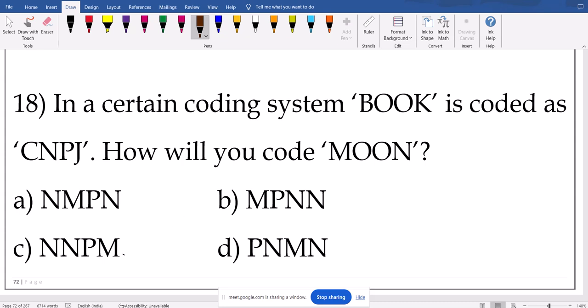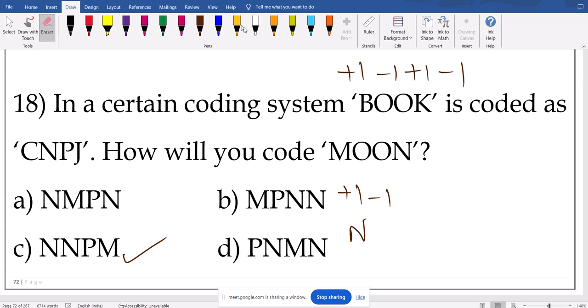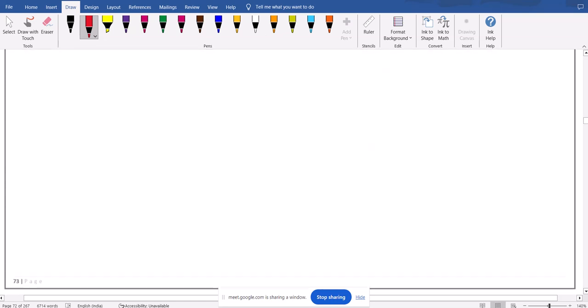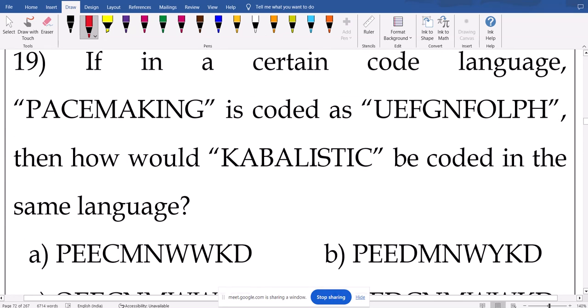Logic is plus 1 minus 1 plus 1 minus 1. So if you apply the same, we'll get O, previous letter is N. So fine. So we'll get NNPM. Good. Plus 1 minus 1 plus 1 minus 1. Option C is correct. Right. So option C, NNPM. Next question.